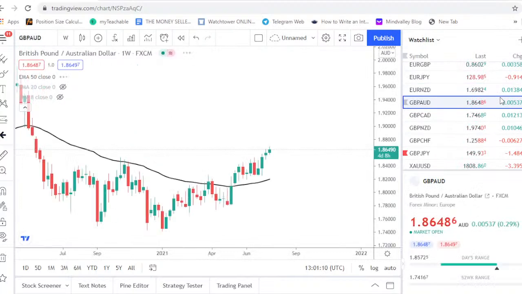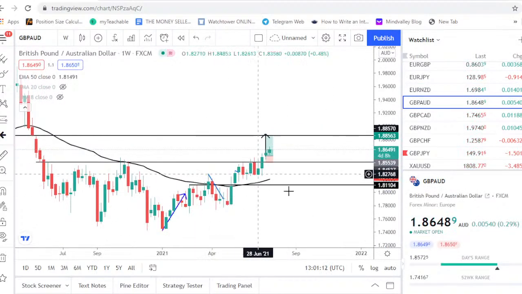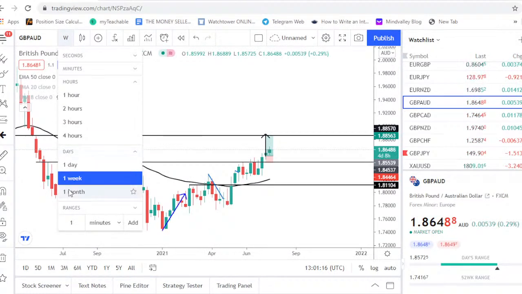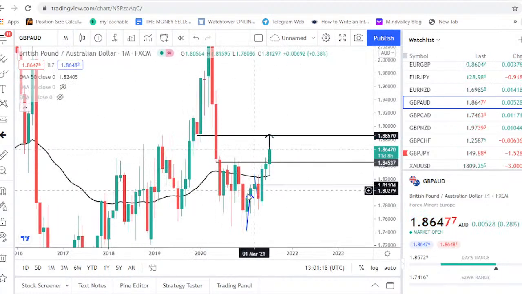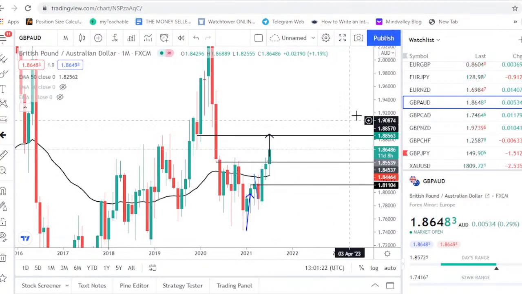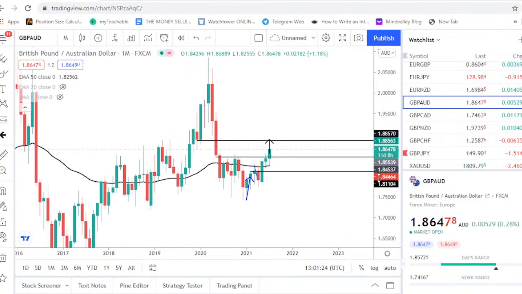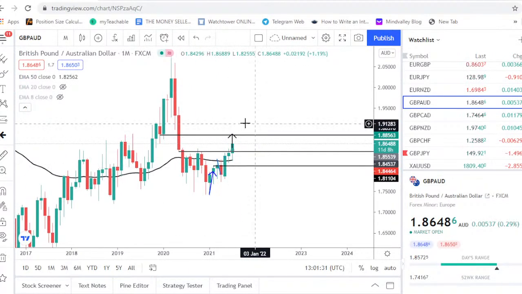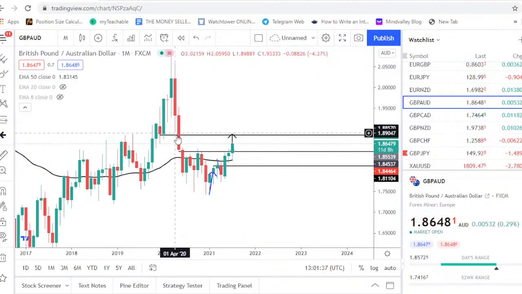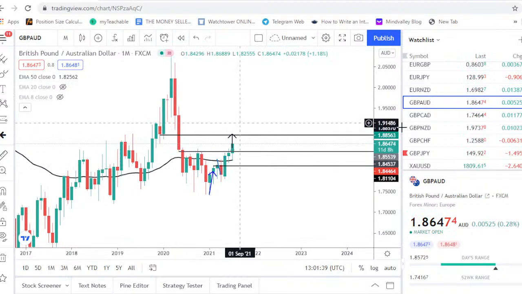Then GBP AUD uptrending for now. The bias has been up, and we're looking at it getting to these points. In the meantime, at least temporarily, we are still expecting it to be bullish, and then after a while it can continue the downtrend that started around this point. But for now, it is pushing up.